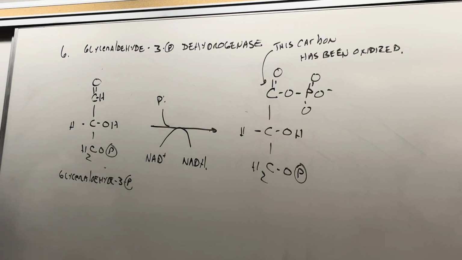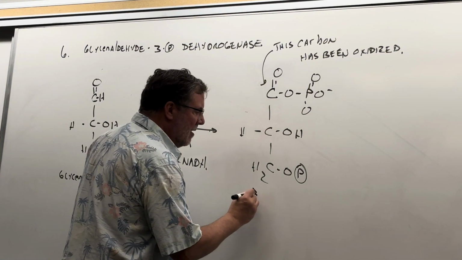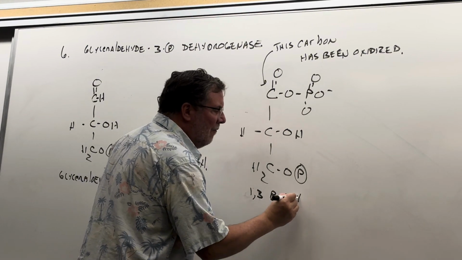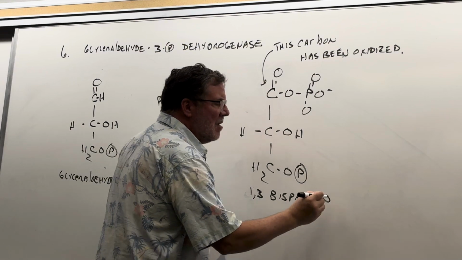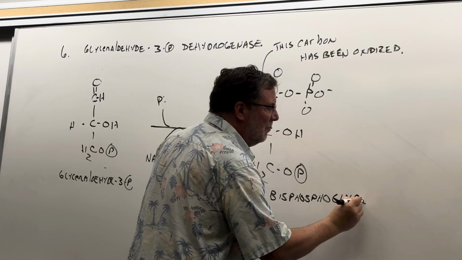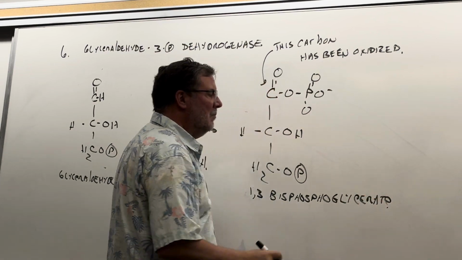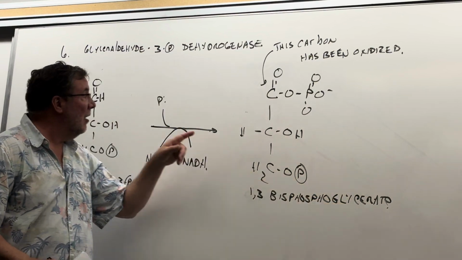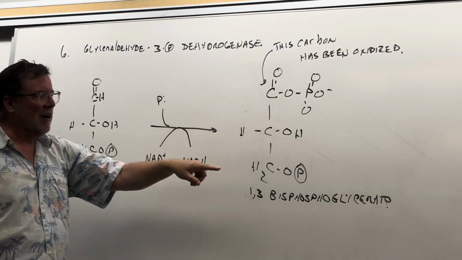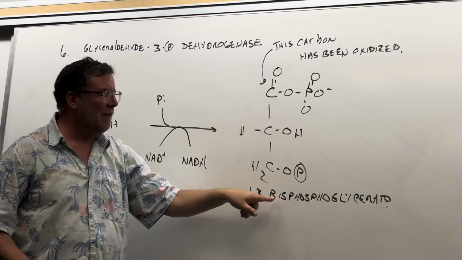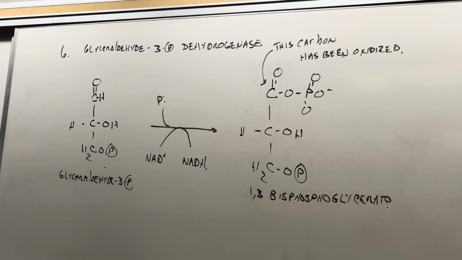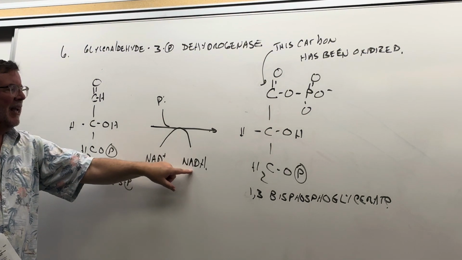The name of this is 1,3-bisphosphoglycerate. It's no longer glyceraldehyde because it's now oxidized, so it's glycerate, but it's phosphorylated too, both in the 1 position and the 3 position. 1,3-bisphosphoglycerate. And this becomes our high energy electron carrier.